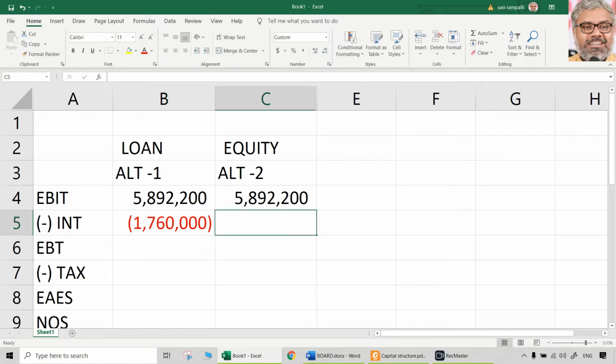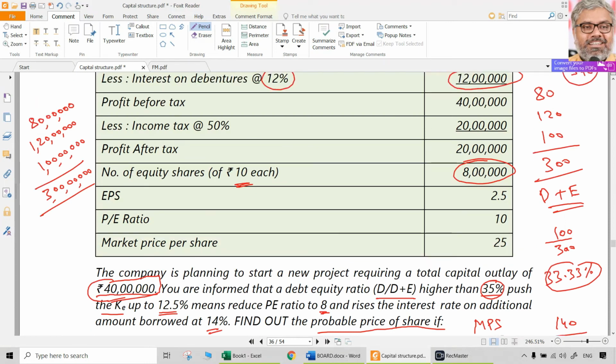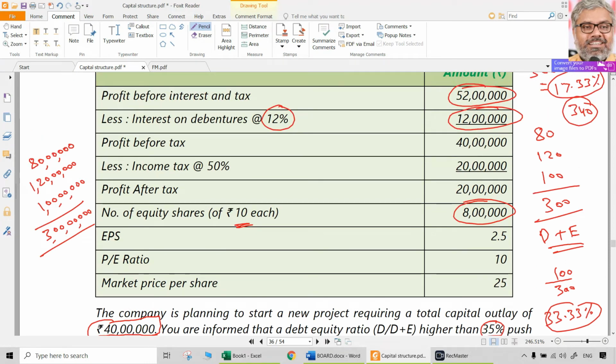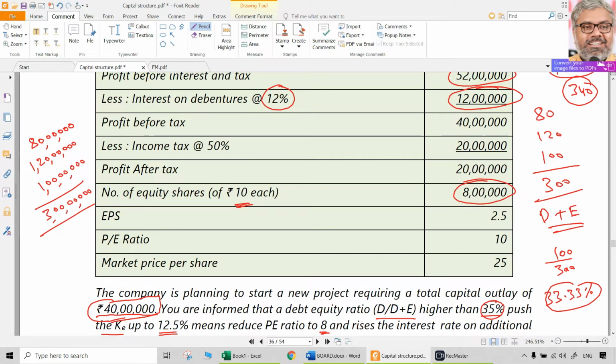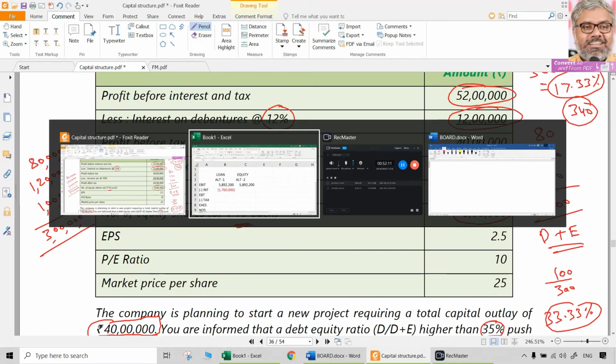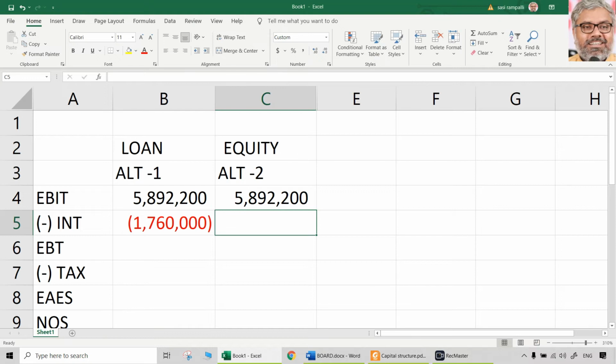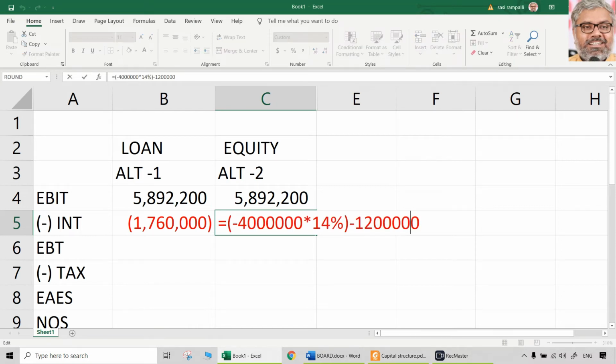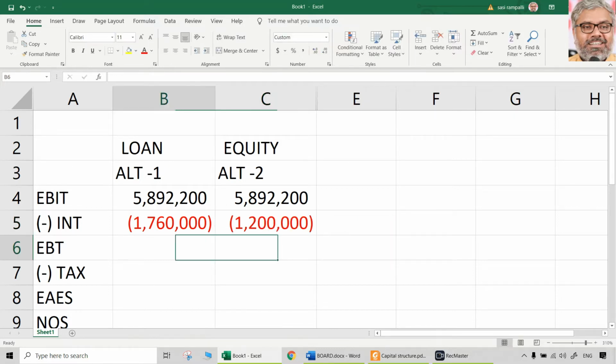So total interest in that case will be 17,60,000. So 12 lakhs already there, 5,60,000, which is 40 lakhs multiplied with 14%. Total interest will be 17,60,000. In alternate 2, since you are raising fresh finance only through equity, interest will continue to be same 12 lakhs. Nothing extra will be there. So this extra interest is not there. Only 12 lakhs interest will continue.